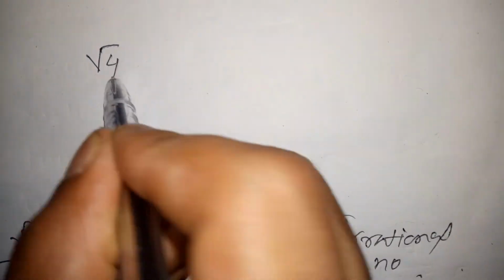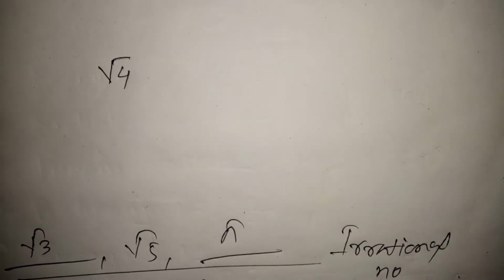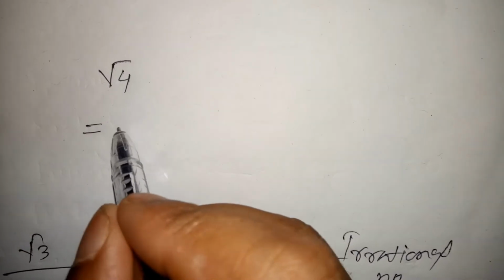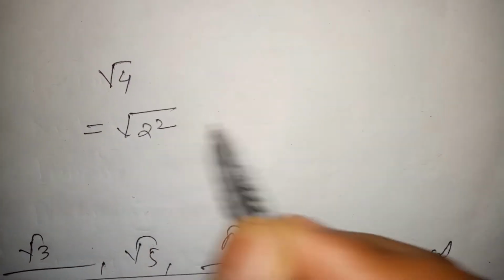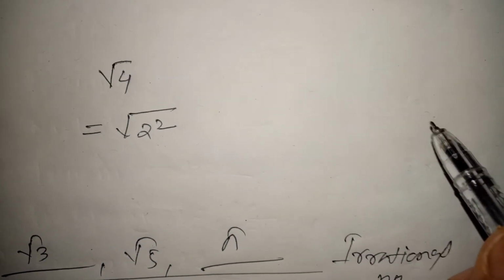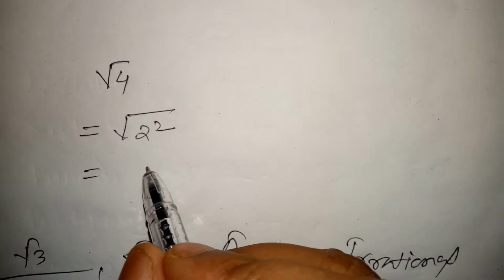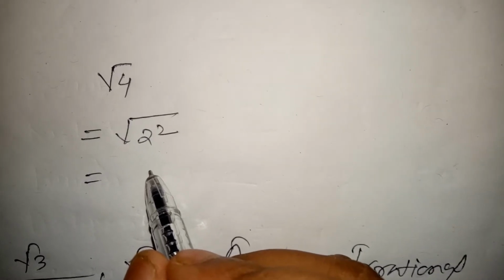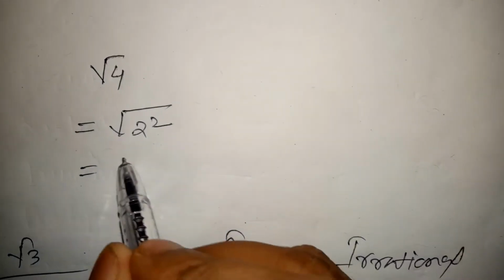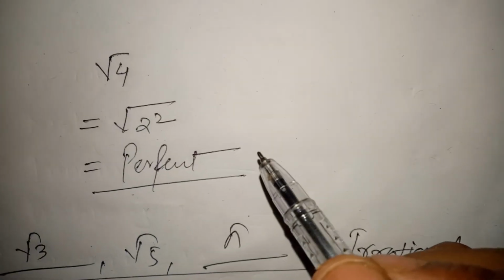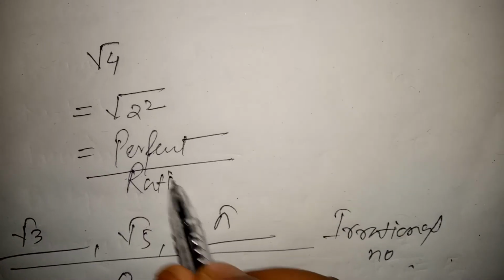Like this, suppose you have under root 4. So under root 4 is a perfect square number. How do you know? That means if you write 2 square, then it will be 4. That means under root 4 is your perfect square number. 2 square will be your 4. That is why it is called a perfect square number, and all the perfect square numbers will be called rational numbers.